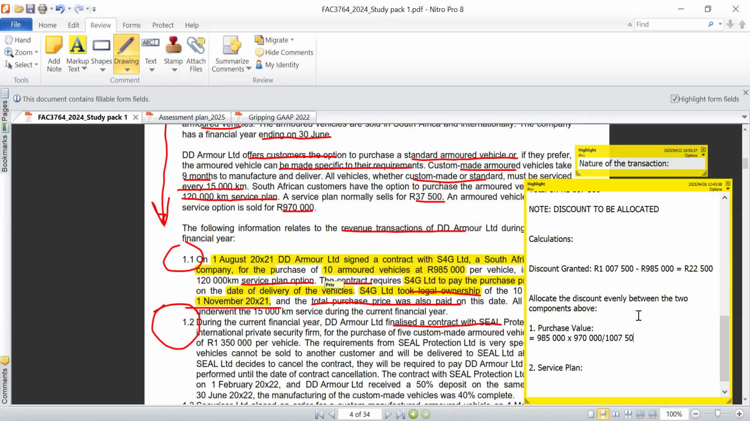So I wanted to do these calculations to show you the allocation of the discount to the purchase value and the service plan on the whiteboard, you see? So let's do that on the whiteboard to make it easy. All right.